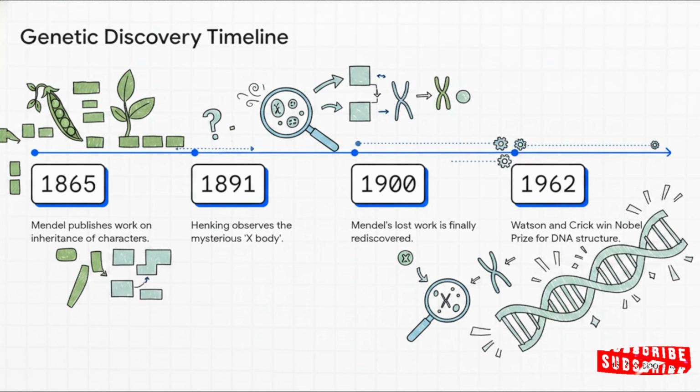Then in 1891, a scientist named Henking observed this mysterious structure in insect sperm that he simply called the X-body. It wasn't until 1900 that 3 independent scientists finally rediscovered Mendel's work, and shortly after, linked his principles with the physical movement of chromosomes. That cracked the code, sparking a golden era of discovery that eventually led to Watson and Crick winning the Nobel Prize in 1962 for solving the double helix structure of DNA itself.